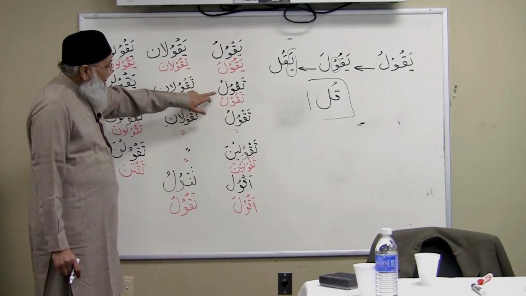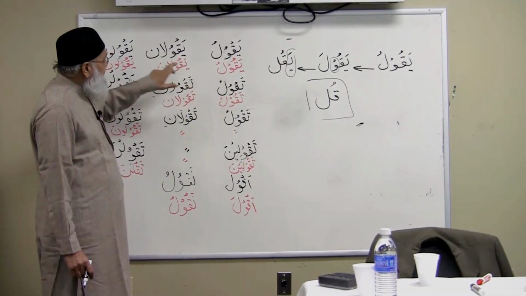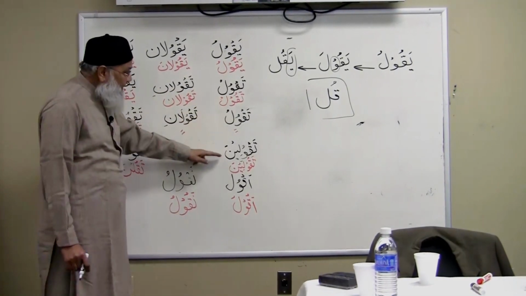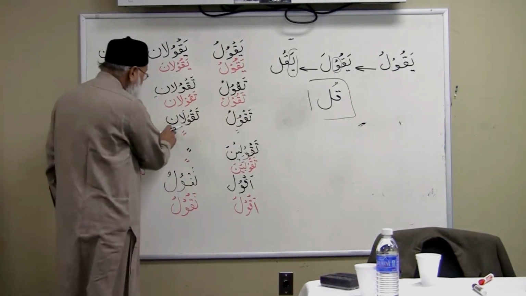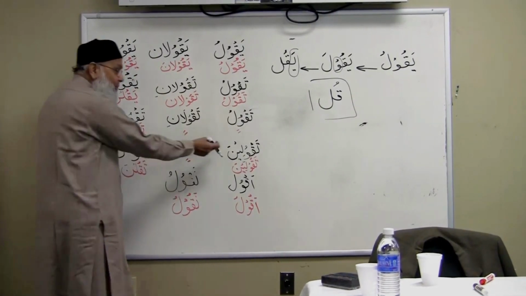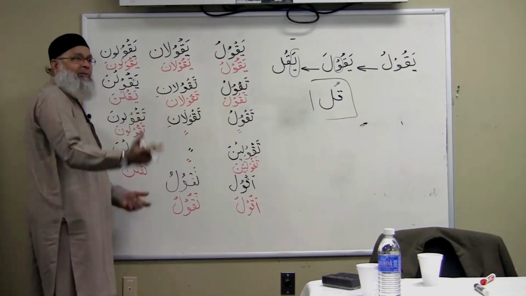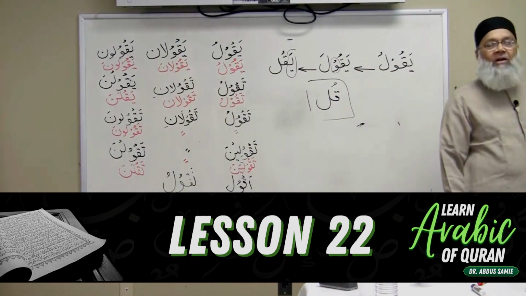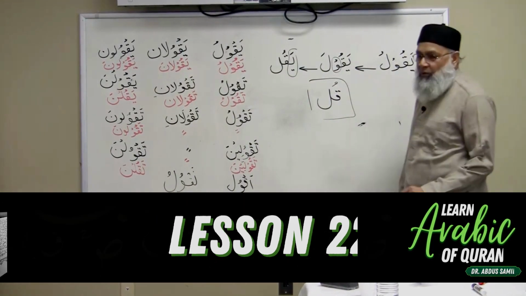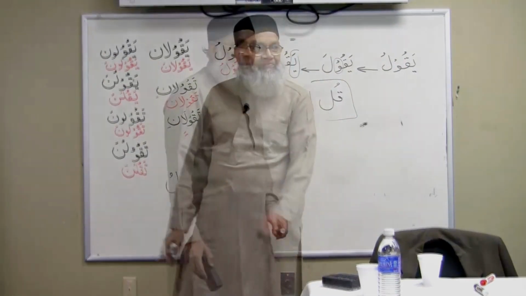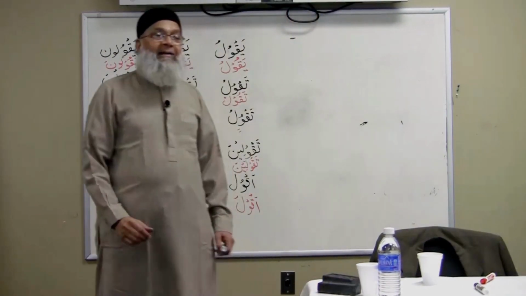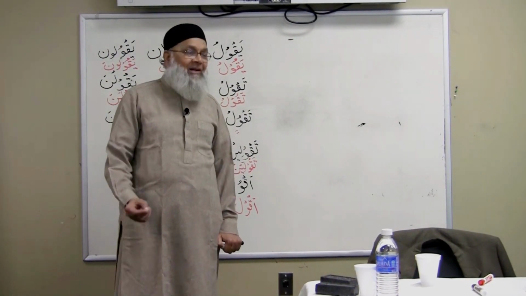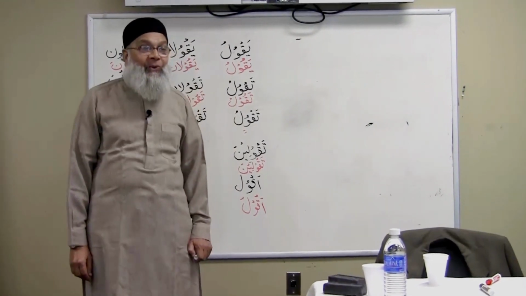The first form here is qul, because the first form is yaqulu. Here you have yaqul, yaqula, yaqulu, taqul, taqula, taquli. Then here in the second person, qul, qula, qulu, quli, qula, qulna. The rules will not break. Then to the lighter form, you add lam. لم يقل Lam yaqul. And then lam yakun.